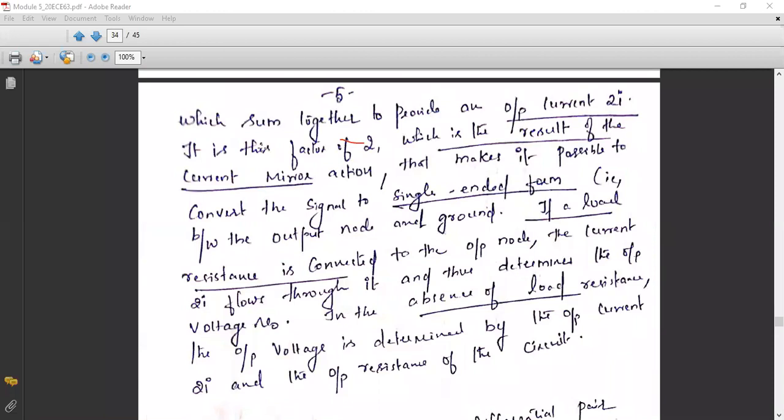How will you compute the gain? How will you compute the output voltage first? 2I is the current. So how will you find the output voltage? By multiplying this current with the load resistance, whatever I am connecting at the output node. Suppose I am making use of a loudspeaker as output load, right? And it will have its own resistance. So that load resistance, we need to multiply with the 2I so that I will get the output voltage.